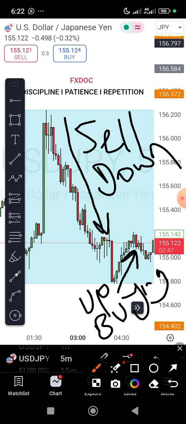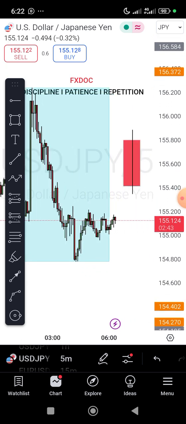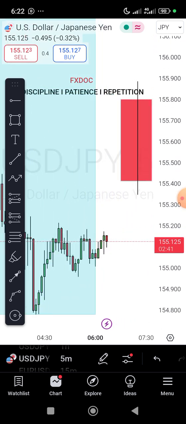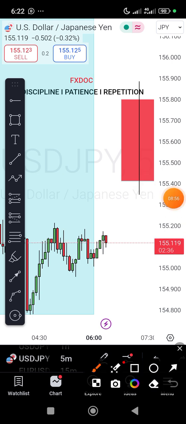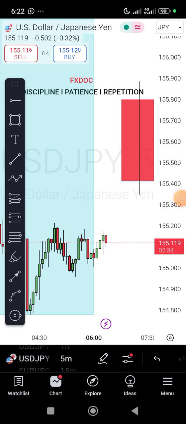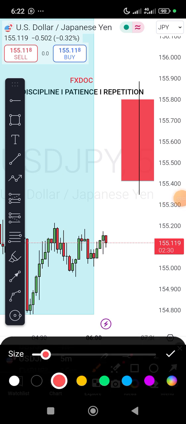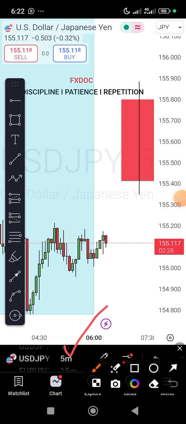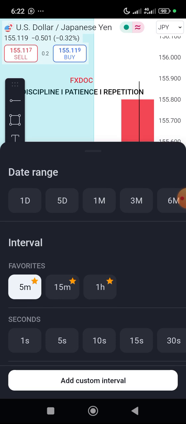Okay, so I hope I've been able to do justice to this. Okay, let me quickly talk about time frame. So just like I said, each candle here took 5 minutes to form, but if I click on this time frame right here, this 5 minutes right here, I can change this to 15 minutes.